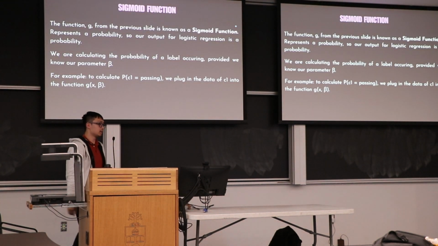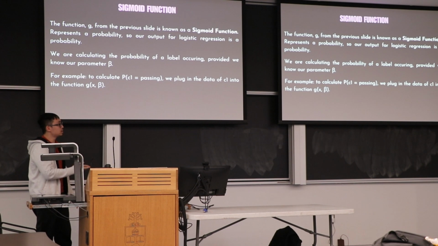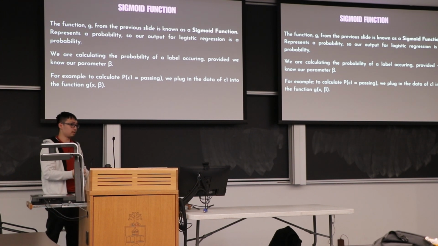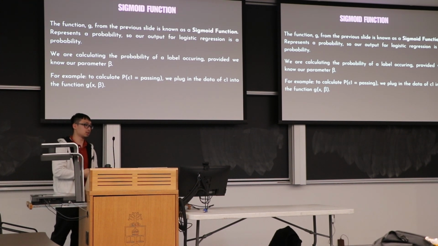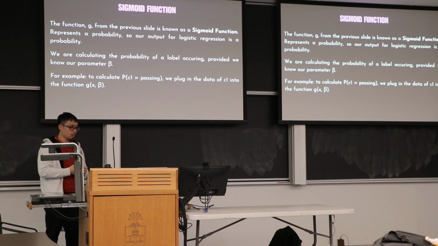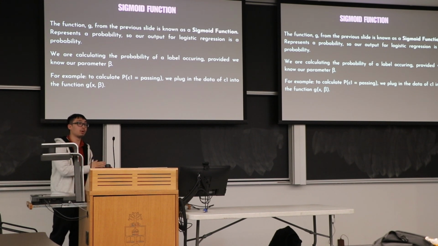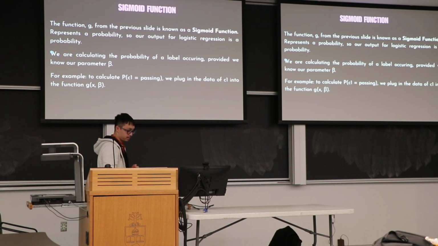And as he said, the function g is known as the sigmoid function, and it represents a probability. So basically, for our logistic regression, we are calculating the probability of a label occurring, provided that we know the parameters of B. So the reason why, okay, let me go back to this slide.